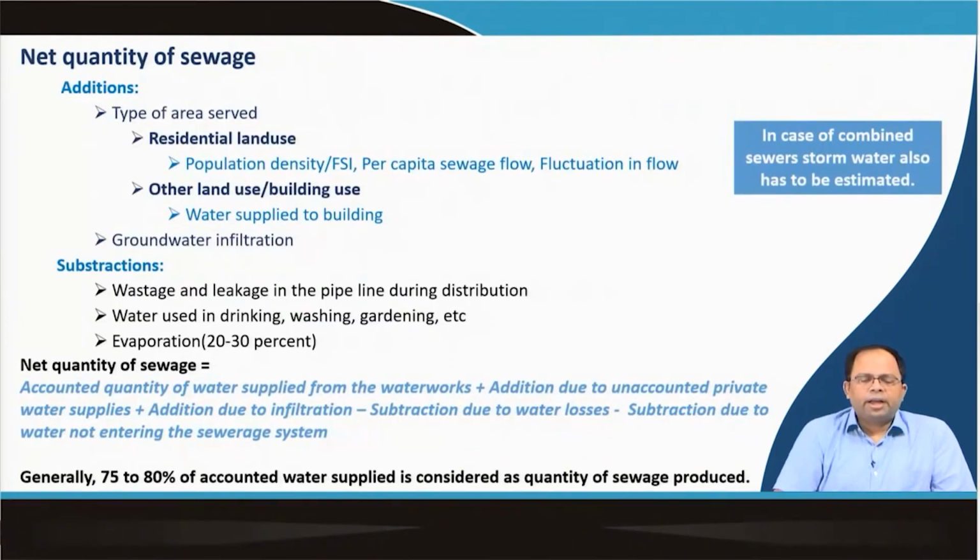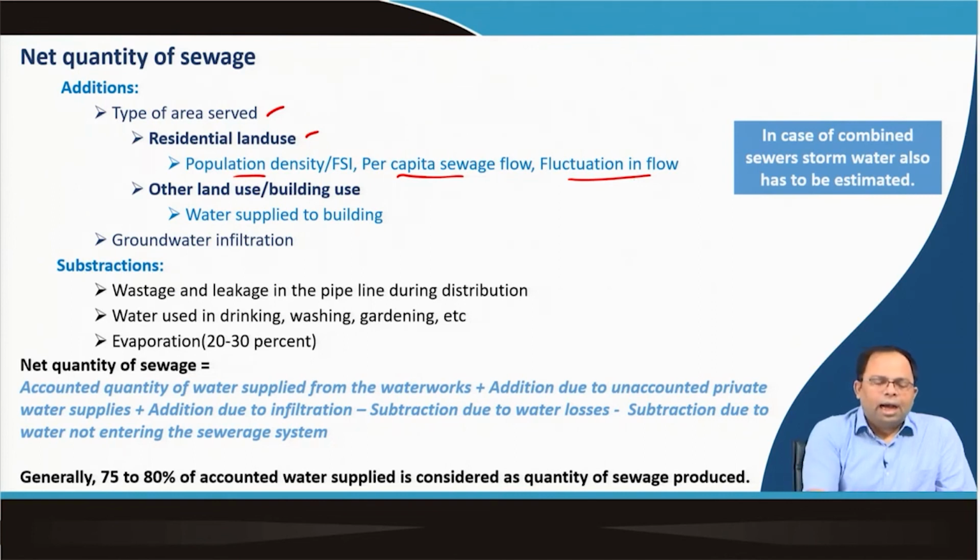So, what is the net quantity of sewage? To summarize, it depends on the type of area served. If it is residential land use, we can go with population density or FSI, per capita sewage flow, and fluctuations in flow. All these things need to be considered when we determine the sewage that is generated from residential land uses. For other land use and building uses, for water supplied to buildings, we can assume a factor of around 80 to 90%, and that can give us the total quantum of sewage generated from these buildings. For groundwater infiltration, we can follow thumb rules and assume certain values. These are the additions to the system.